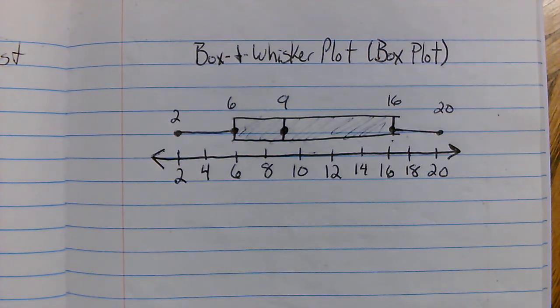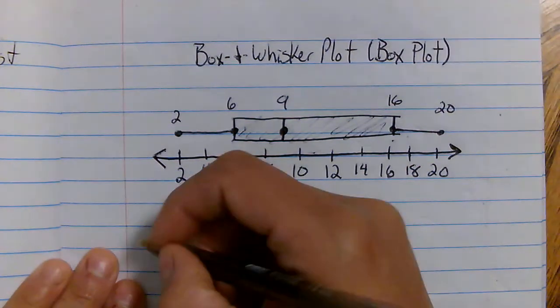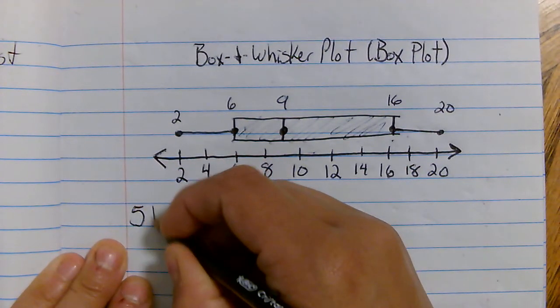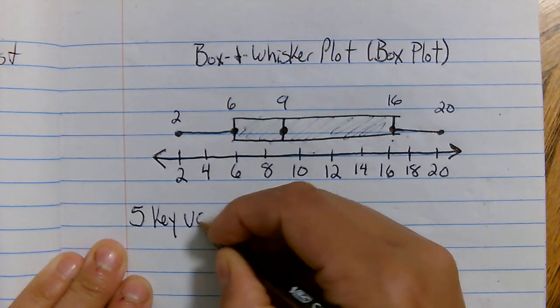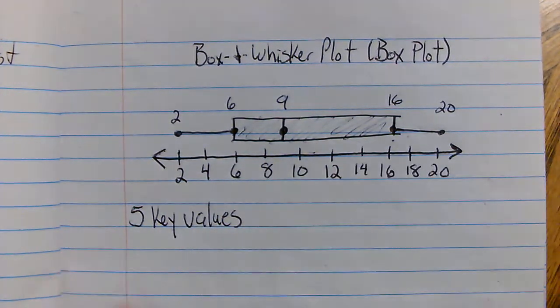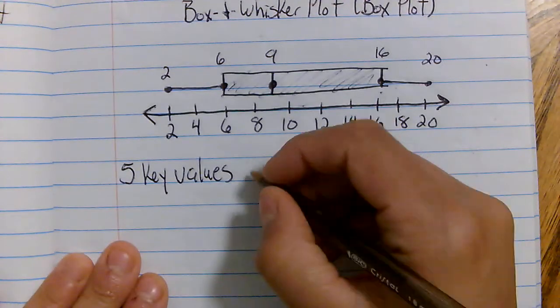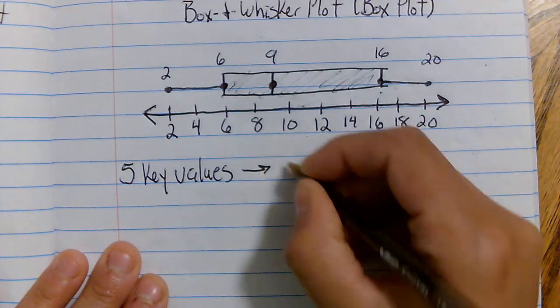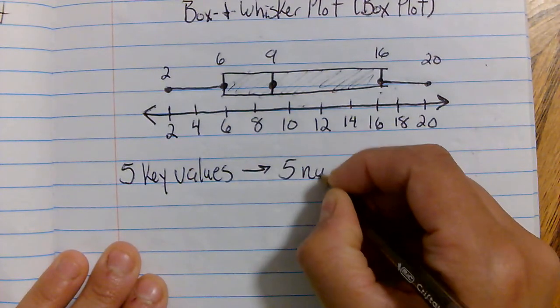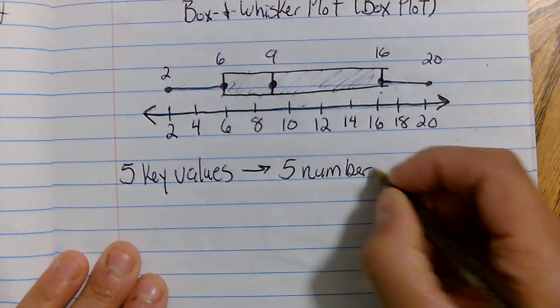So we're going to talk about what each of these values are. So in our box and whisker plot, we always have 5 key values. Those are all the ones you see up here in our diagram. This is sometimes called the 5 number summary.